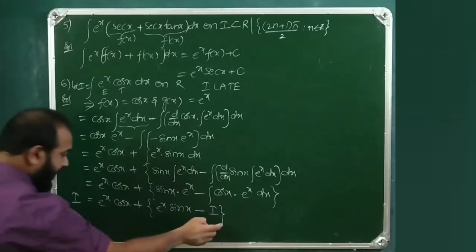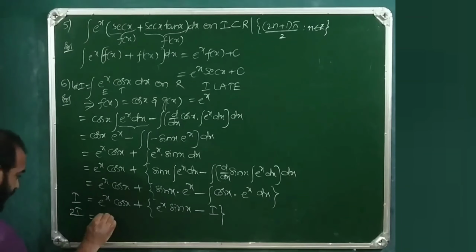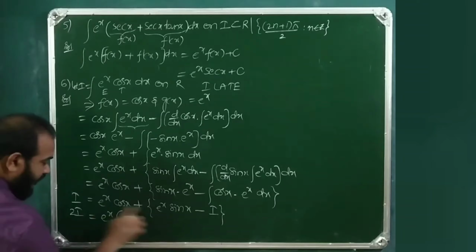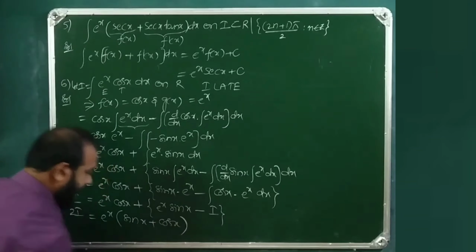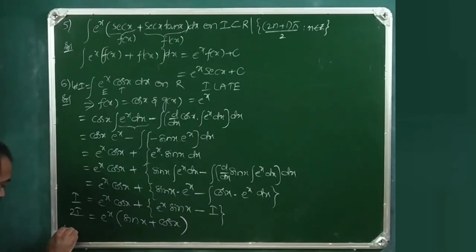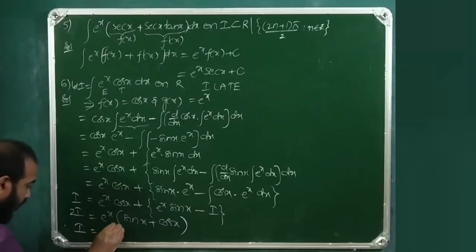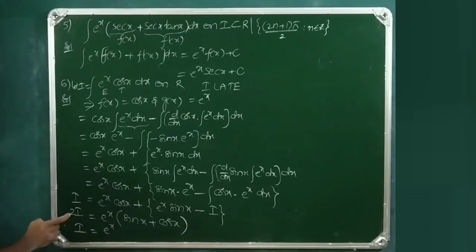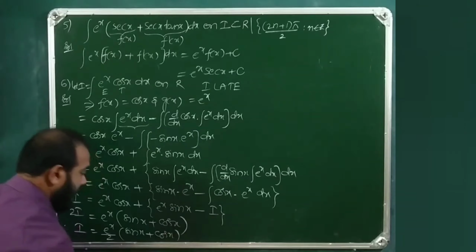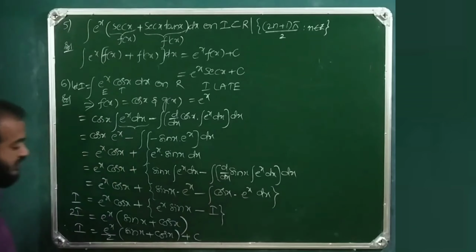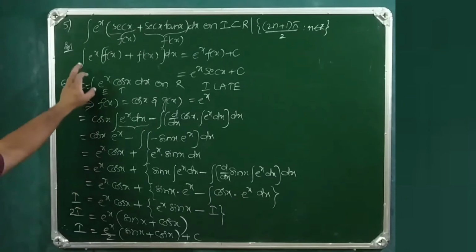So I plus I is 2I, which equals e^x taken as common in both, then we get sin x plus cos x. Therefore, I equals e^x, the 2 is multiplying so it would be dividing, into sin x plus cos x plus constant of integration c. So this is how we have to evaluate the integral e^x cos x dx.